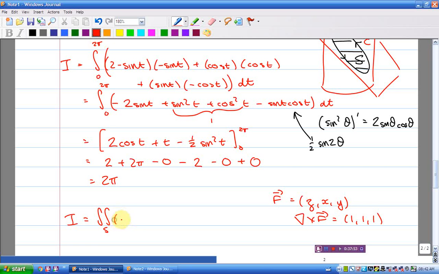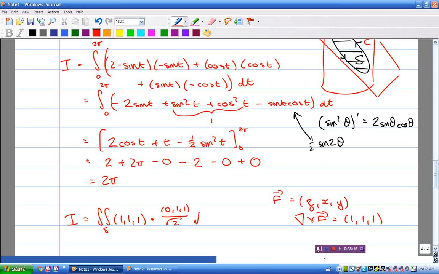Okay, so my curl F is 1, 1, 1. My normal is simply the normal of that plane. What was it? y plus z equals 2. So 0, 1, 1 over root 2. And then I'll need a conversion factor. So I'm going to project onto my xy plane. If I project onto the xy plane, I'm simply going to get the disk of radius 1. That's the footprint of the cylinder that I was given.